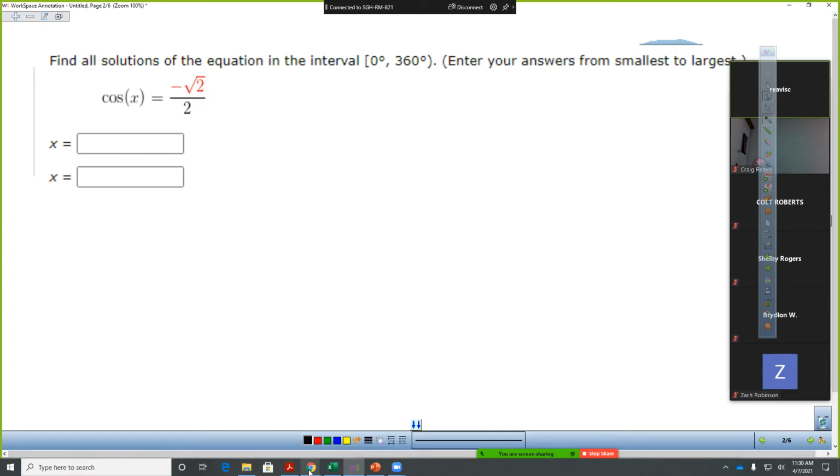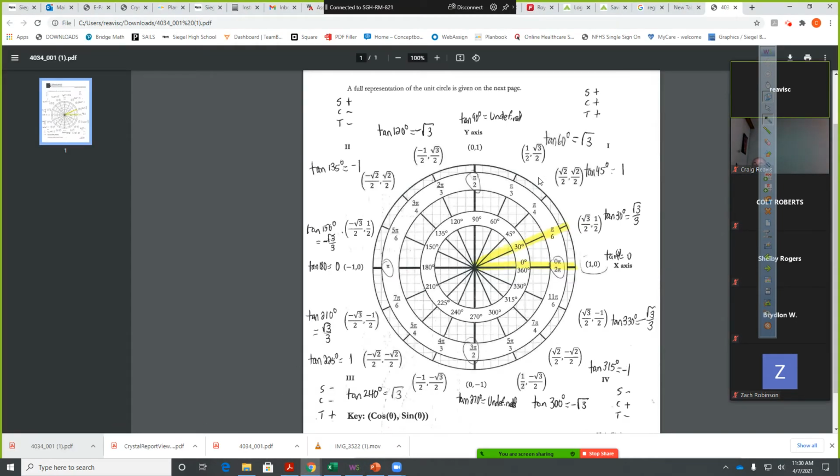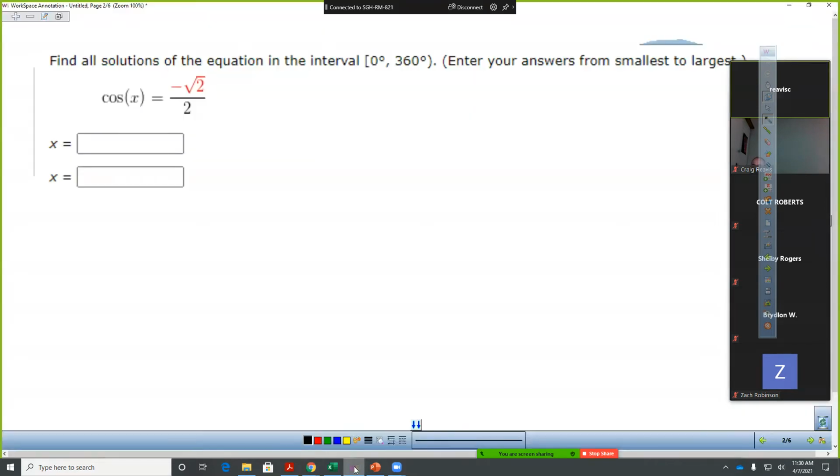So I'm going to go to my unit circle, and I'm going to find negative square root of 2 over 2 for the cosine, which is the x coordinate, which right here, if you'll notice, is 3 pi over 4. And then the other one is right here at 5 pi over 4, where the cosine is equal to negative square root of 2 over 2. So 3 pi over 4 and 5 pi over 4 is what we're looking for.